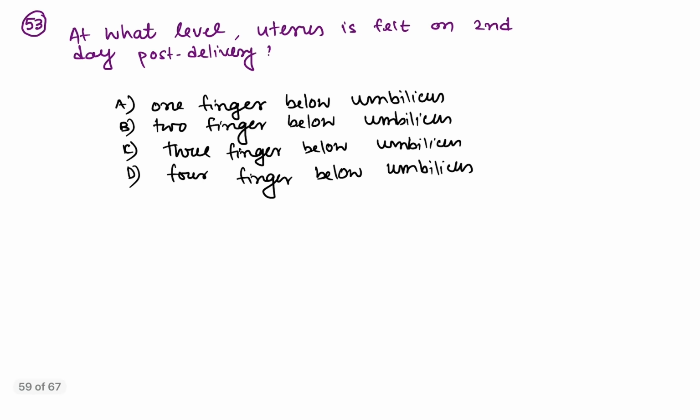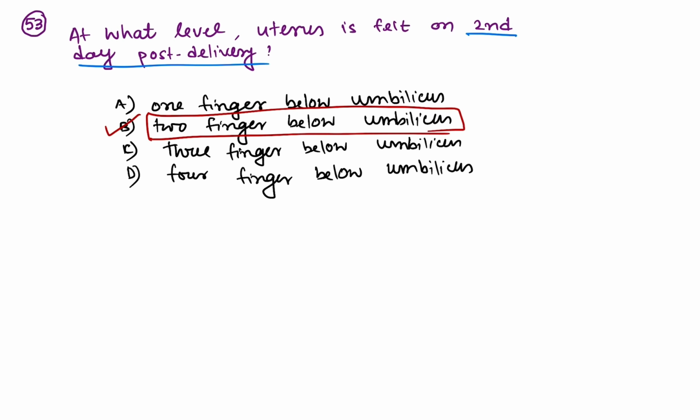It is informed consent. At what level is the uterus felt on the second day of post delivery? On the second day of post delivery, the uterus is usually felt 2 fingers below the umbilicus. This is the answer, 2 fingers below the umbilicus.